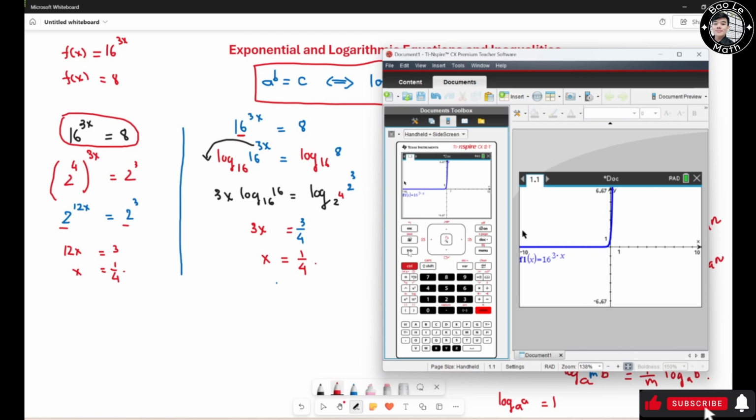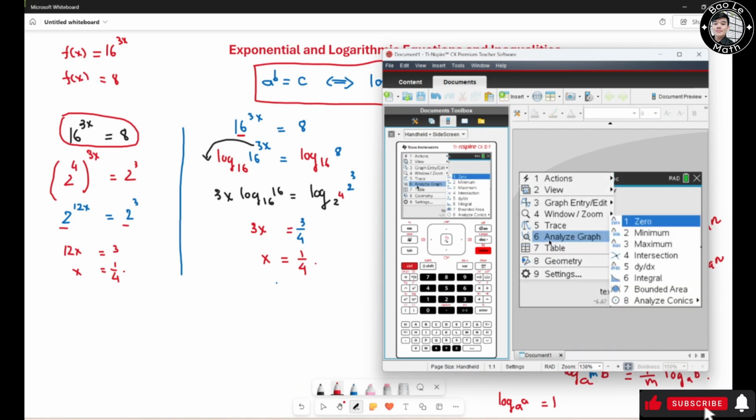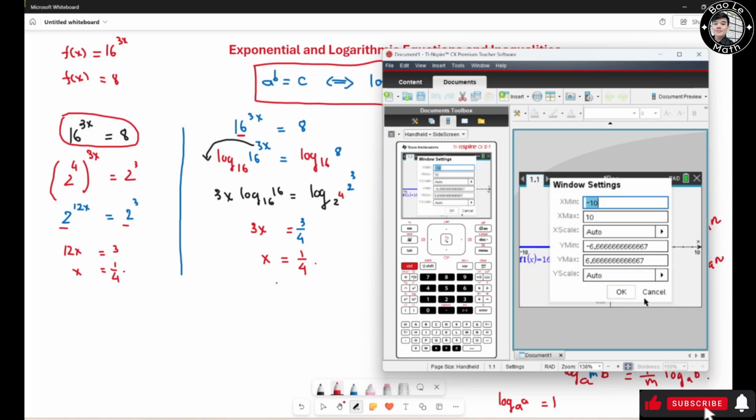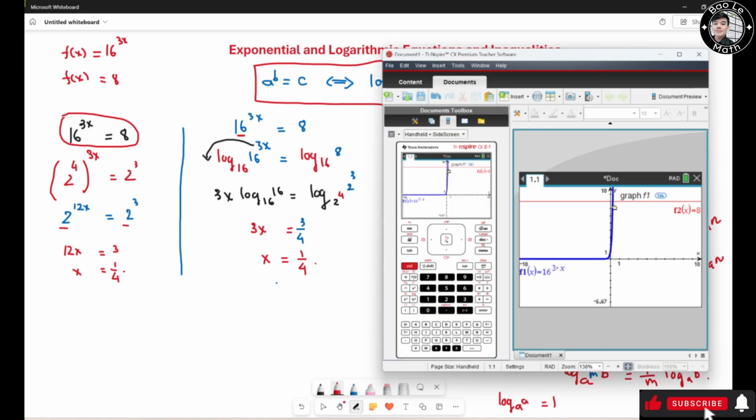Now for the second one, you just hit tab and you hit 8. Alright? And you hit enter. Now it doesn't show up because the window range doesn't fit this graph, right? If you look at this one, you see that the maximum is just 6.67. Now we need 8, right? So you need to hit menu, go to window, zoom right here, and then you need to hit window settings. Alright, so the maximum right here, you need to adjust this, so you just hit 10 and hit OK. So the graph right here.